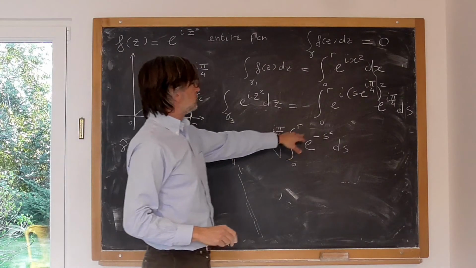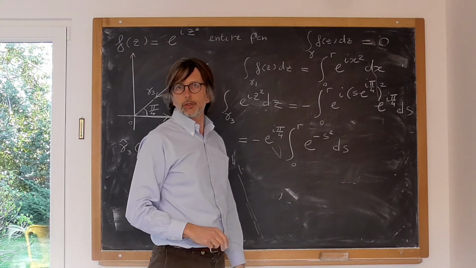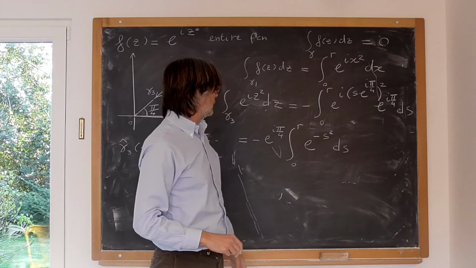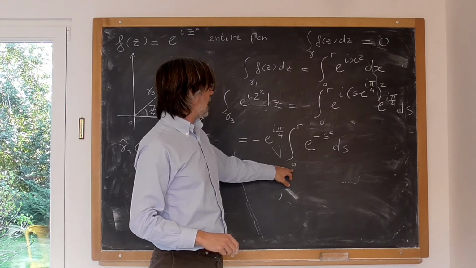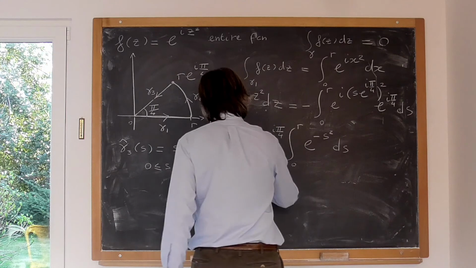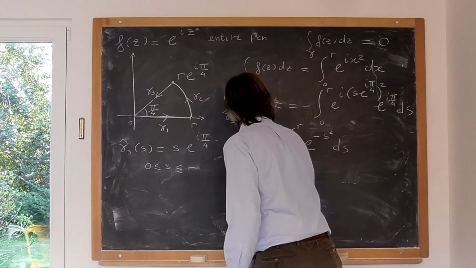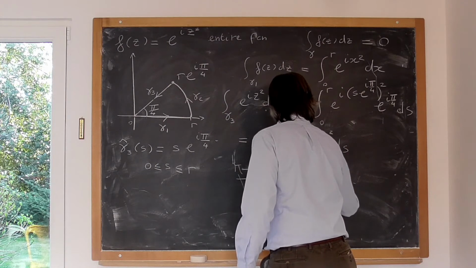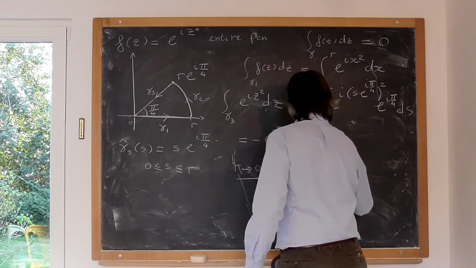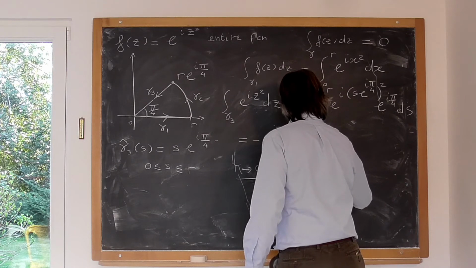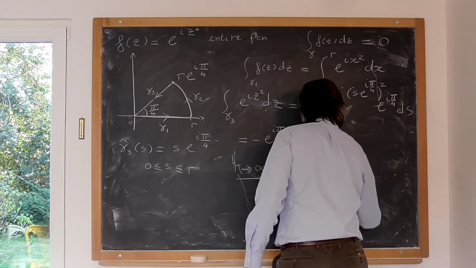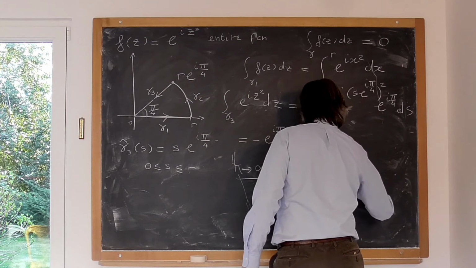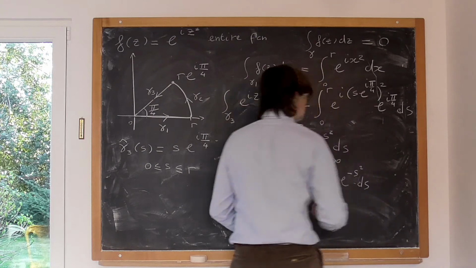And this function, e to the minus s squared, is of course integrable, it has a converging improper integral on the half line 0 to plus infinity. So when r goes to plus infinity, this will converge to minus e to the power i pi over 4 times the integral from 0 to plus infinity of e to the minus s squared ds.